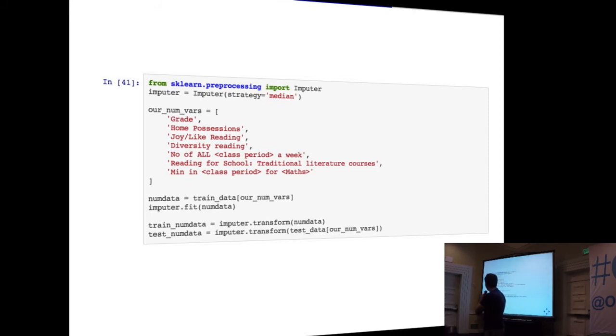Yeah, definitely. So again, you can see the use is very similar. We define this imputer object. We make an imputer object, tell it to use the median. We call fit on our training data, and we call transform on both the training and the test data.